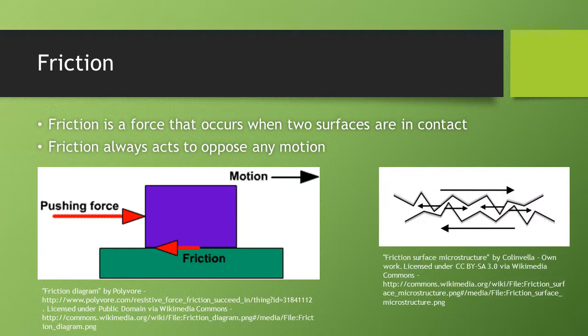If we take a close look at the interaction between those two surfaces, we would see that it's the roughness of the surfaces that creates the opposing friction force.